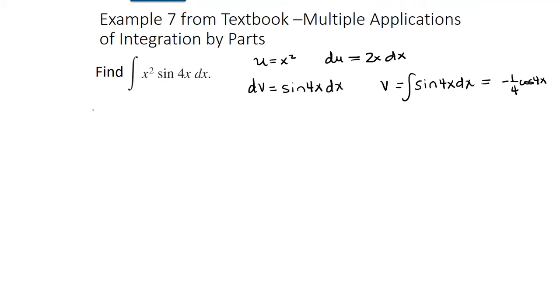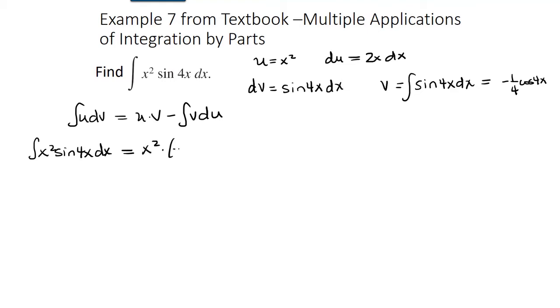All right, so now we're going to write our formula. Integral of u dv equals u times v minus the integral of v du. And we're going to make our substitution. So we have the integral of x squared sine of 4x dx is what we started with. u is x squared times v, which is negative 1/4 cosine of 4x, minus the integral of negative 1/4 cosine of 4x times du, that was our v.